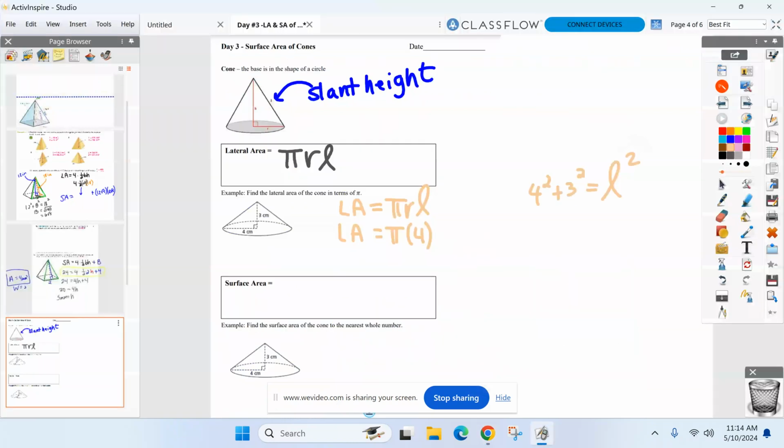Thomas, what'd you get for the slant height? 5. So the lateral area is 20 pi. Remember your units, square centimeters. All right, no issues.